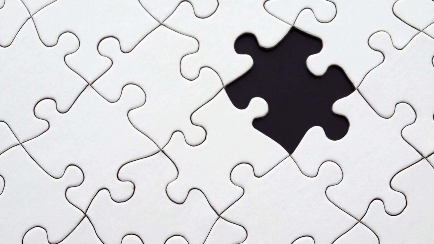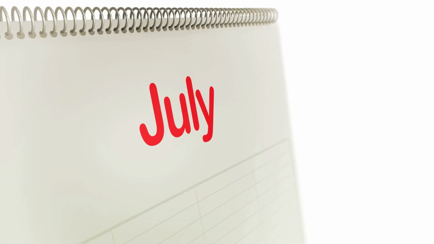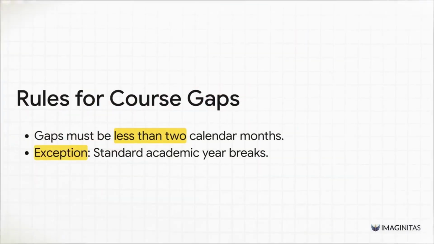Now, there are also rules about the gaps between your packaged courses. Generally, the break can't be longer than 2 months. The main exception to this is that big end-of-year holiday. So if your first course finishes in, say, November, and the next one kicks off at the start of the new academic year in February, that longer gap is usually okay.